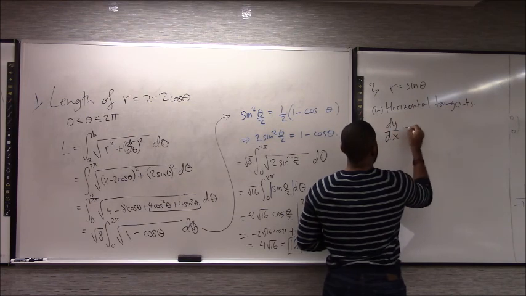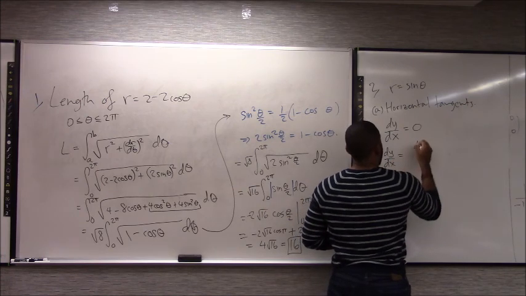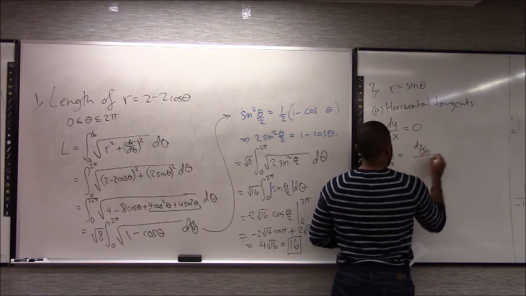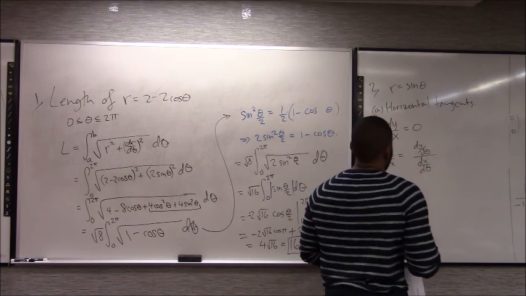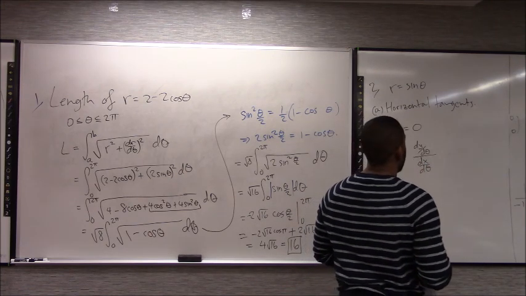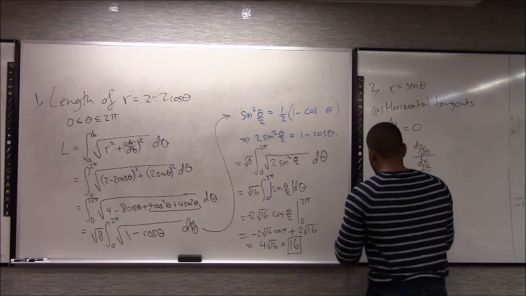But what is dy dx? It's dy d theta over dx d theta. You need dy d theta to equal 0 and dx d theta can't equal 0. Right, and one thing you're going to notice when you plug these guys in, well, I can just write it here.